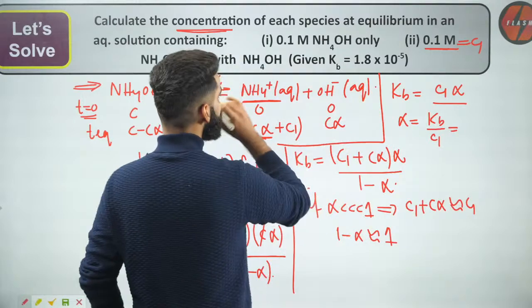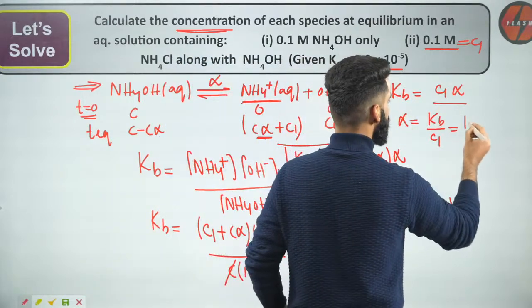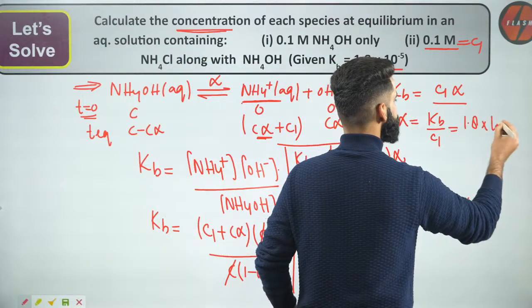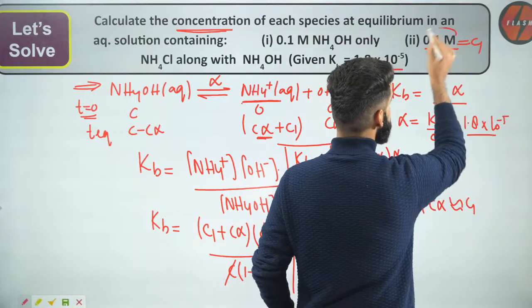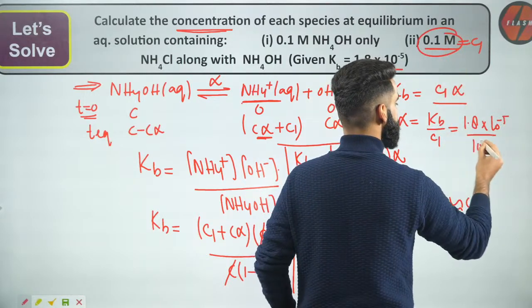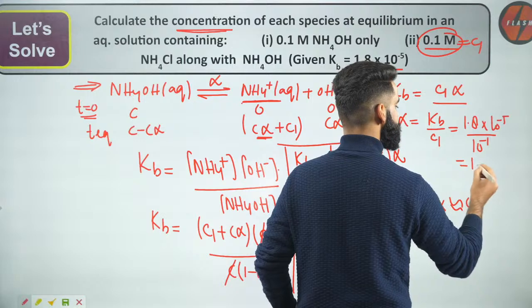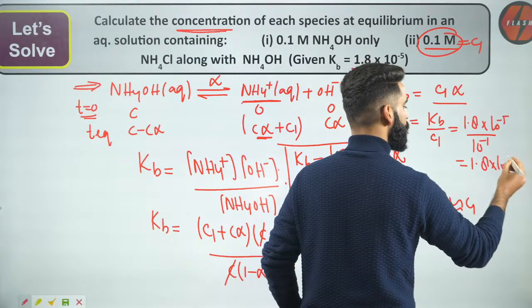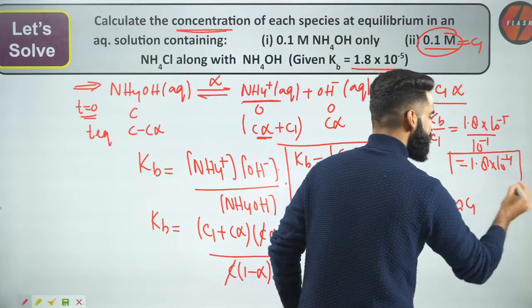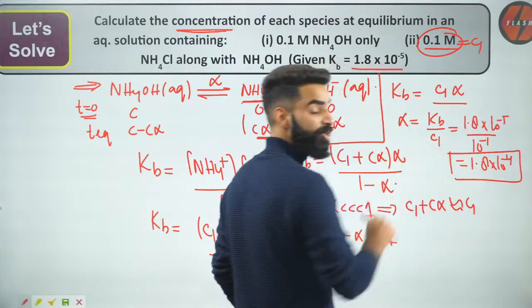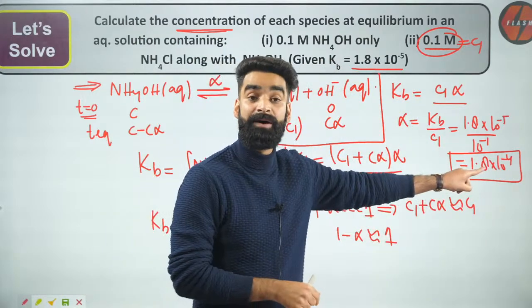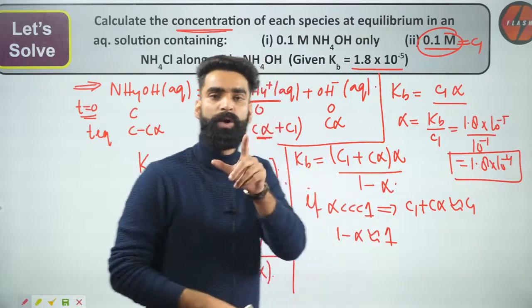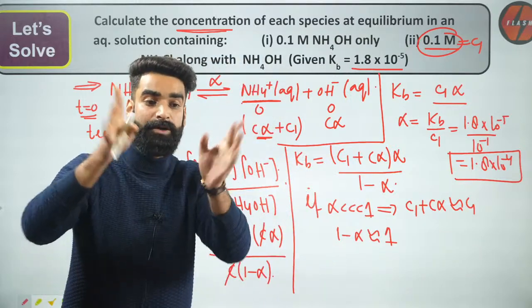What is the value of KB which we have, guys? The value of KB is 1.8 into 10 to the power minus 5, divided by C1, the concentration of the strong electrolyte which we had, that is 10 to the power minus 1. So the alpha value is coming as 1.8 into 10 to the power minus 4. Now people, can you check if the alpha value is less than 0.05? Actually, the alpha value came out to be less than 0.05, so whatever neglection we have done is absolutely correct.